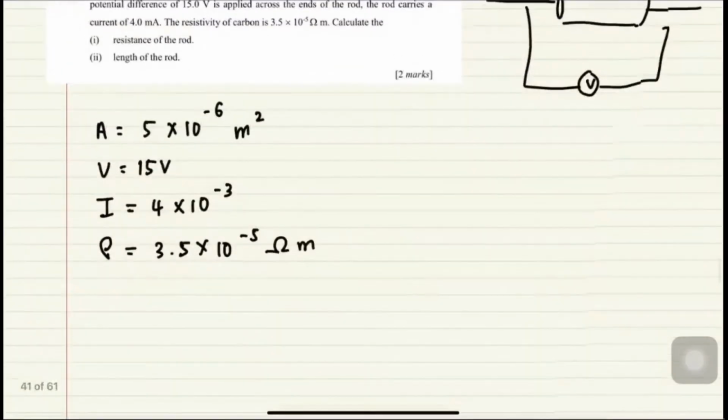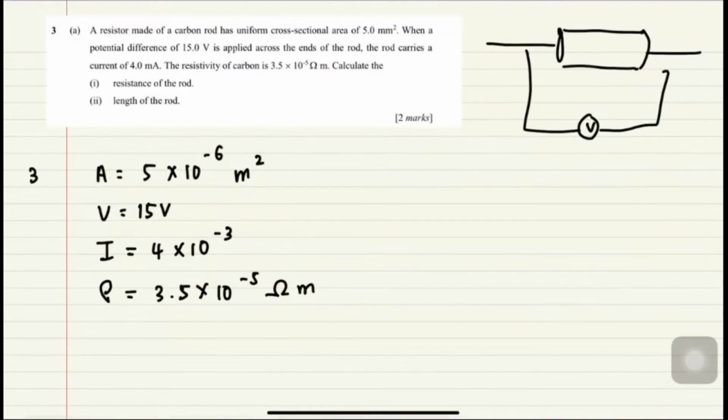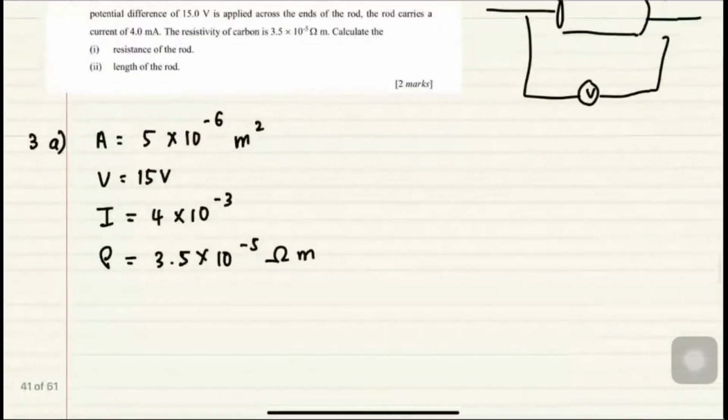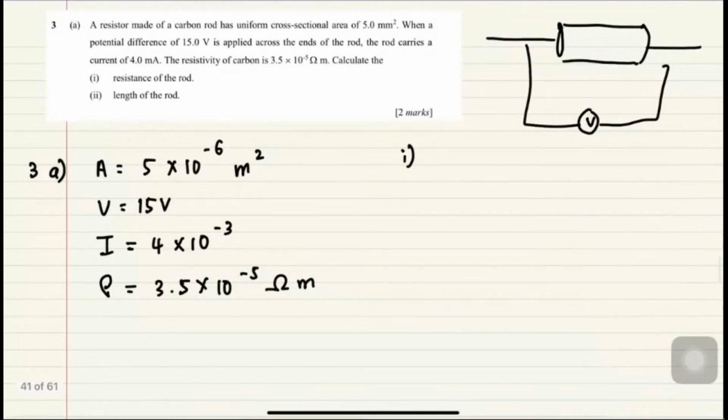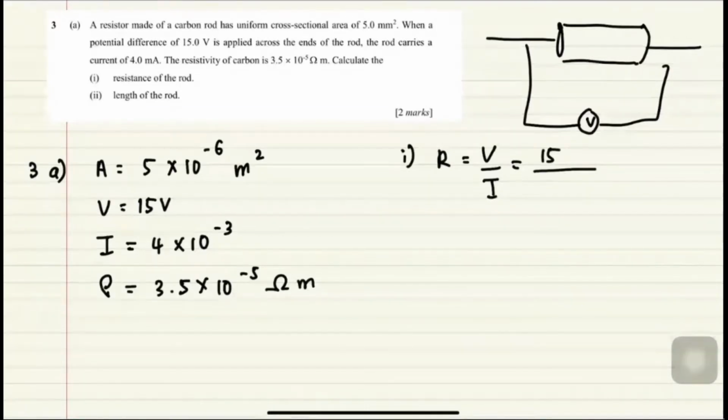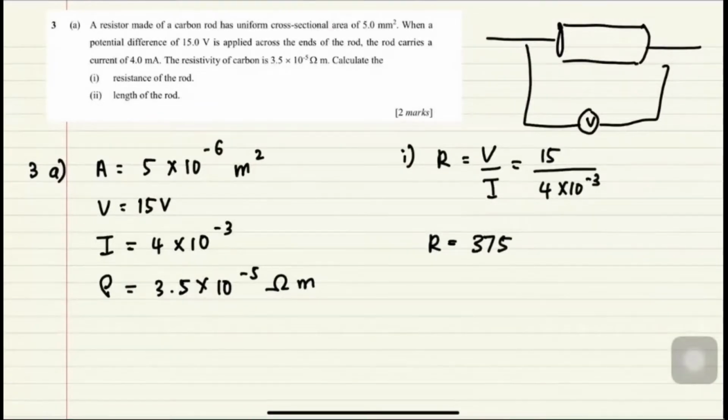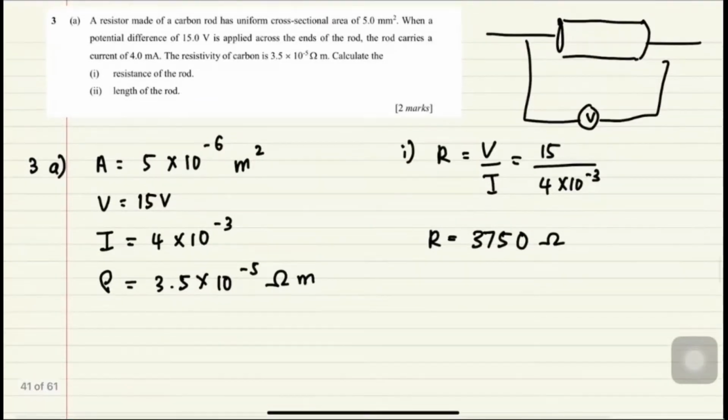Okay, so first things first, you can calculate resistance because you already have V and I. Actually, you can straight away use Ohm's law. You can calculate R. V equals IR, R equals V over I. So voltage is 15, current is 4 milliamperes. So you will get R to be equal to 3750 ohm. Okay, you can always double check the answer there.